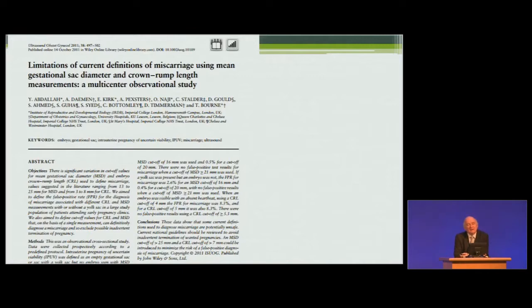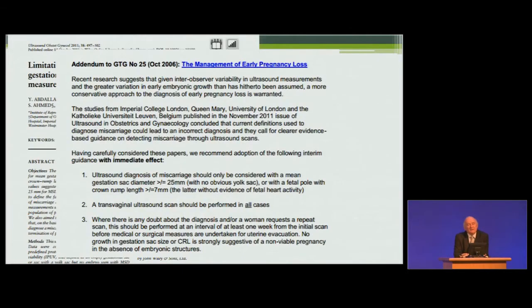So there was a fairly immediate response from the RCOG, and a few weeks after that article was published, they produced this addendum to the guideline on miscarriage, and they stated with immediate effect that the ultrasound diagnosis could be made of a miscarriage with the crown rump length of greater than or equal to 7 millimeters. So I suppose this was moving it out a millimeter or two from what they had previously. And it also moved out the scan size from 20 to 25 millimeters.